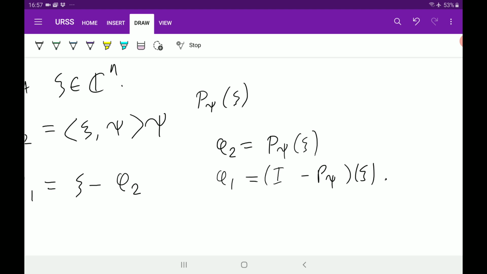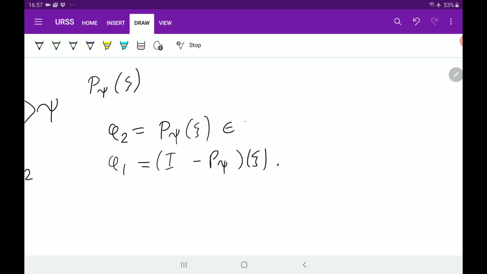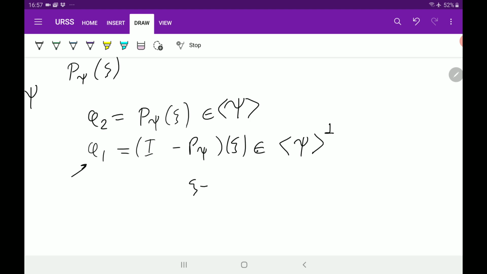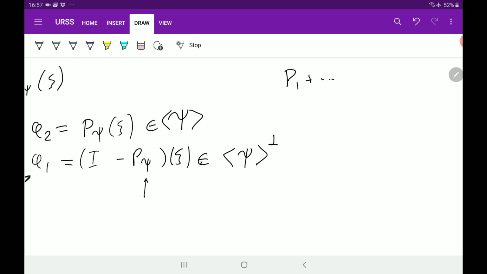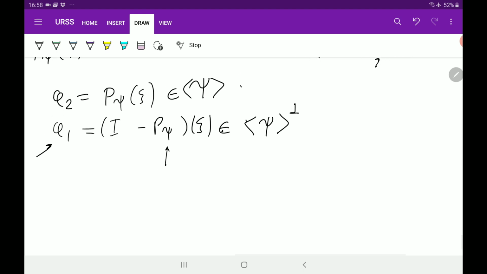Okay, so clearly this guy will belong to the span of psi, and this will belong to the orthogonal complement of the span of psi. So this one might be a little bit trickier to see. Well, this is just psi minus. Anyway, never mind. This is kind of reminding me of how we had the P1 up to Pk and they all added to the identity. So I guess this is a generalization of what we're doing here. But anyway, why is this true? Let's just see that.